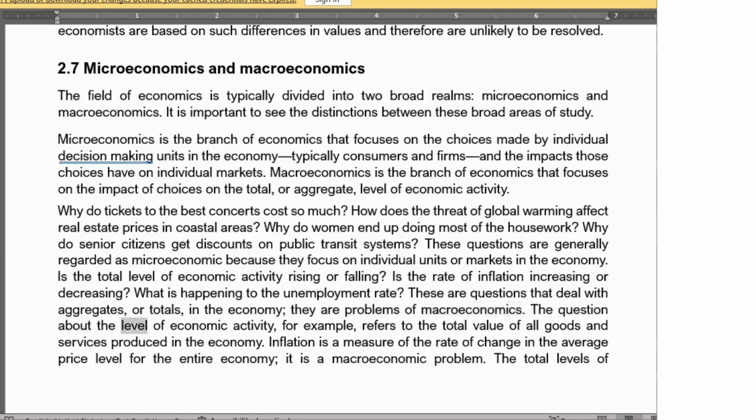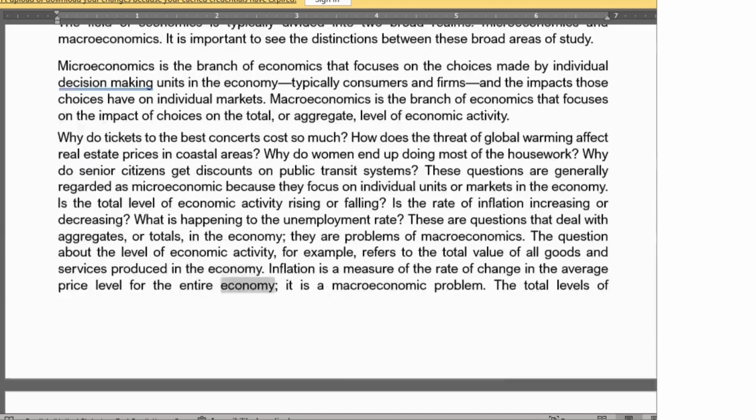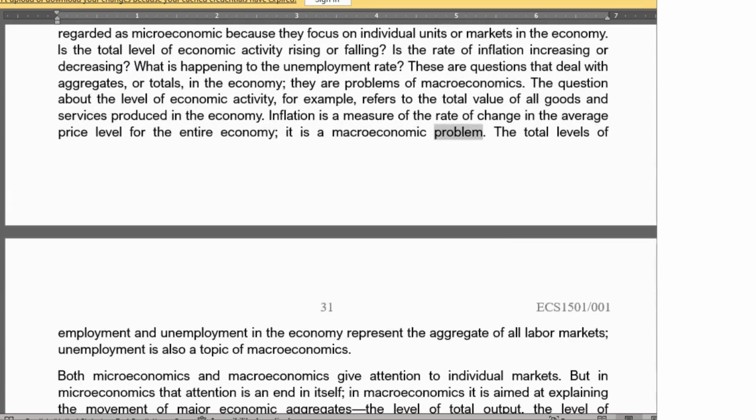The question about the level of economic activity, for example, refers to the total value of all goods and services produced in the economy. Inflation is a measure of the rate of change in the average price level for the entire economy. It is a macroeconomic problem. The total levels of employment and unemployment in the economy represent the aggregate of all labor markets. Unemployment is also a topic of macroeconomics.